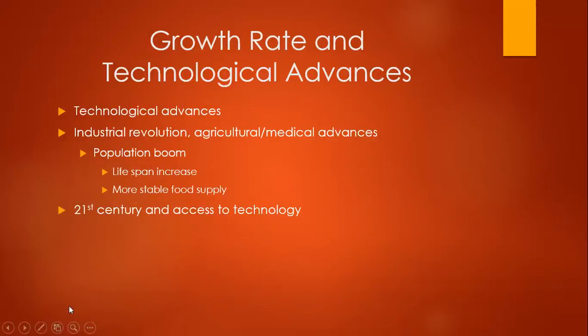The growth rate in the last century has really been affected by technological advances. The Industrial Revolution and the agricultural and medical advances that followed led to a population boom as lifespans increased and food supply was more stable. People in nations in the 21st century, people in nations with the greatest access to technology, are now choosing to have fewer children, resulting in decreasing rates of population growth.